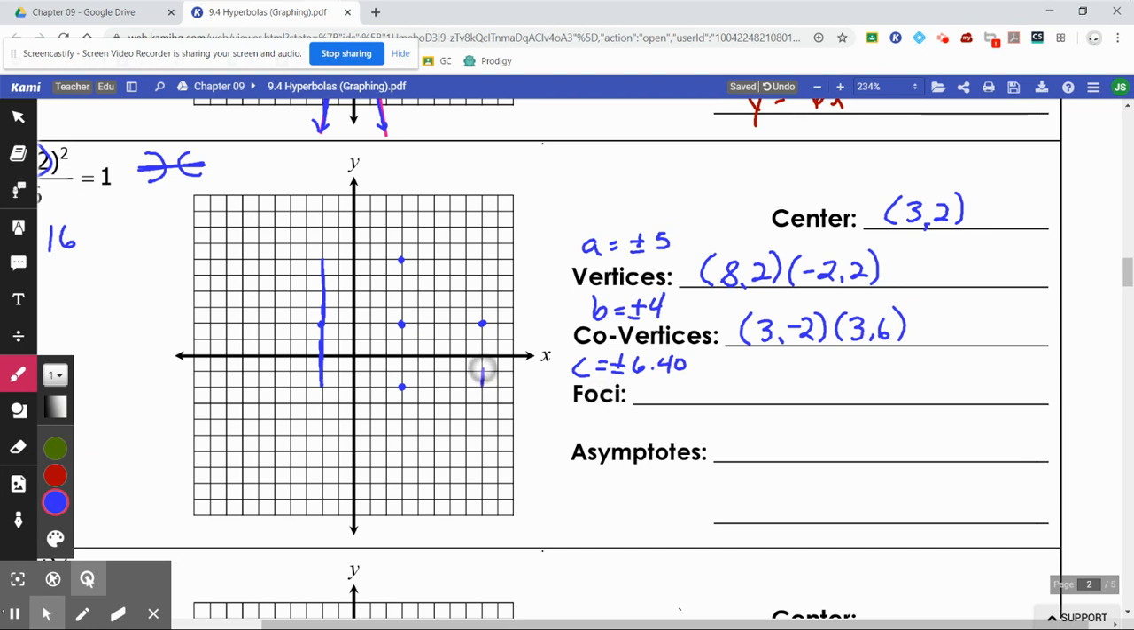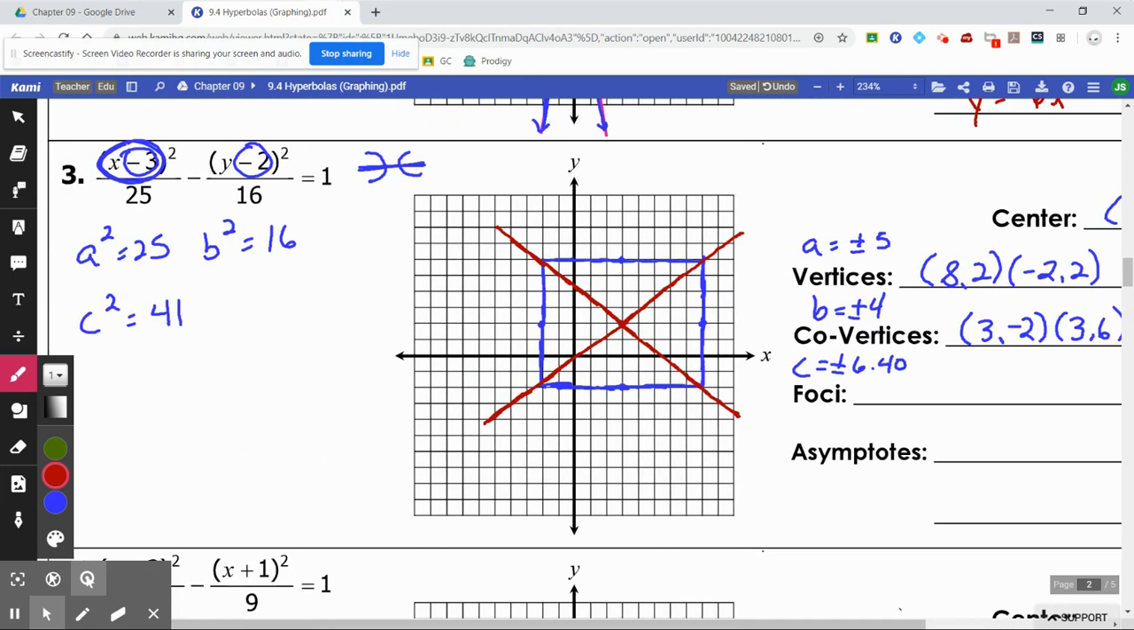So there's passing through, let's see, that would be my vertices since it's a horizontal. And then pass through your co-vertices here. And I'll pause and draw my lines for the corners. And there those are.